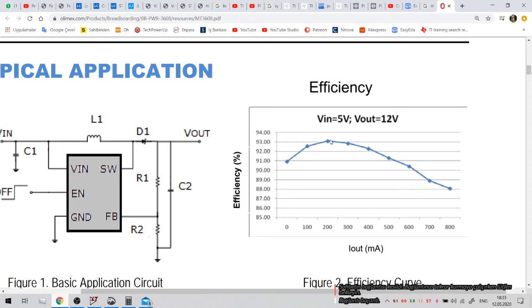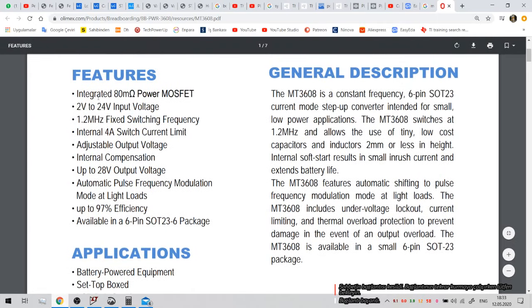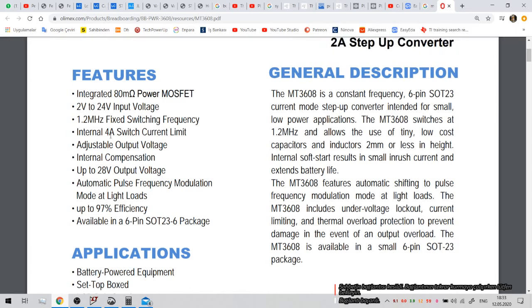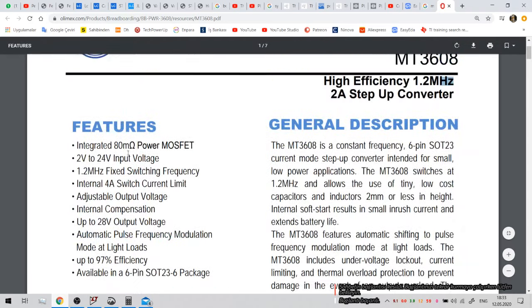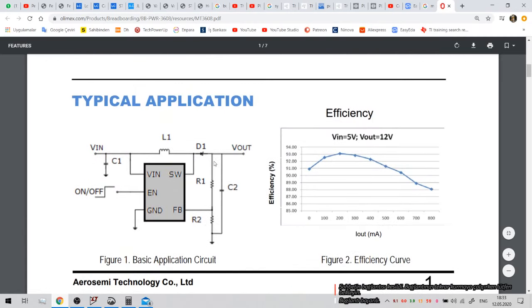I can say 87% plus. It is very efficient, I can say, because it contains an 80 milliohm power MOSFET for like 4 amp switching current. It is great, I think. Also, we don't want to use it with 4 amp switching current, not less. And okay, this circuit, this boost converter mostly states switching current, because this is the limiting factor.